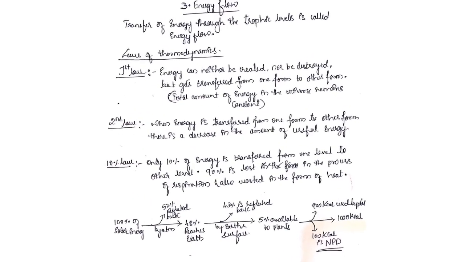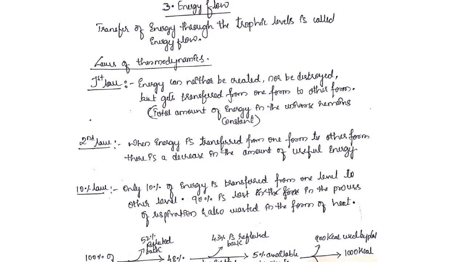This is about productivity. And next one is energy flow. Transfer of energy through the trophic levels is called energy flow. To understand the energy flow, we need to understand the laws of thermodynamics.